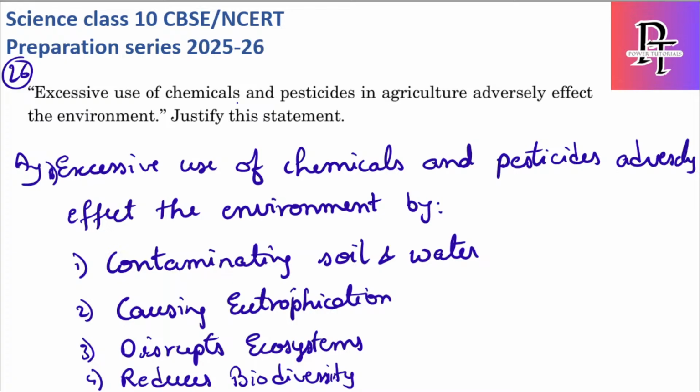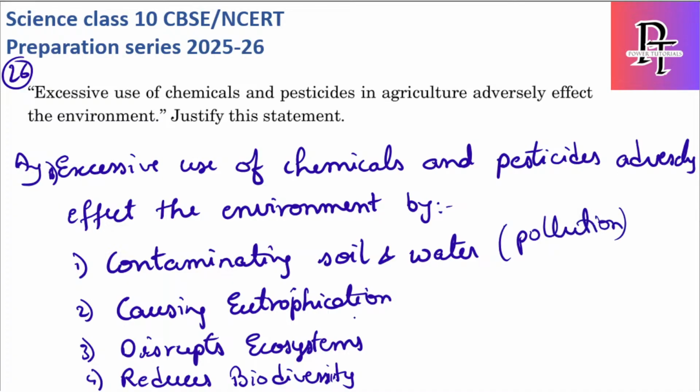For this type of question, we have to answer in this way so that it will be very easy for the invigilator to correct it. We have to say that excessive use of chemicals and pesticides adversely affects the environment by, and mention the points. The first one, contaminating soil and water. If pesticides are in soil, the proportions of the soil get changed. The nitrogenous or other materials important for soil will not be there, and the water will get contaminated, means it will get polluted. So simply this is pollution.